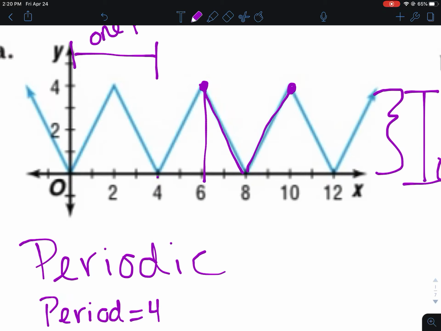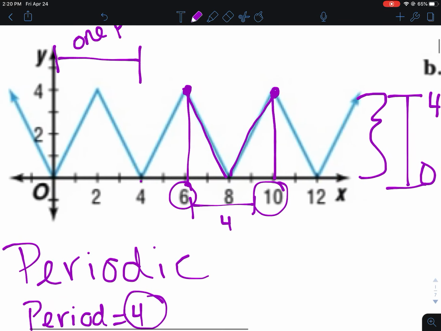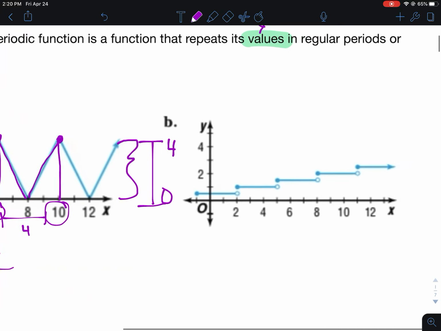Well, that top peak is at 6. The furthest right top peak is at 10. That's again a distance of 4. The period is still 4 as long as you are always beginning and ending before the graph begins to repeat. So this one is periodic with a period of 4.